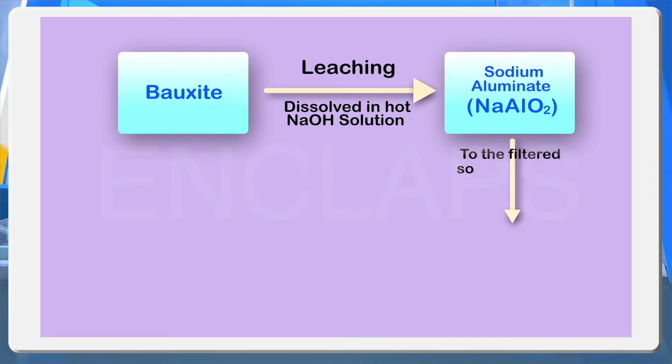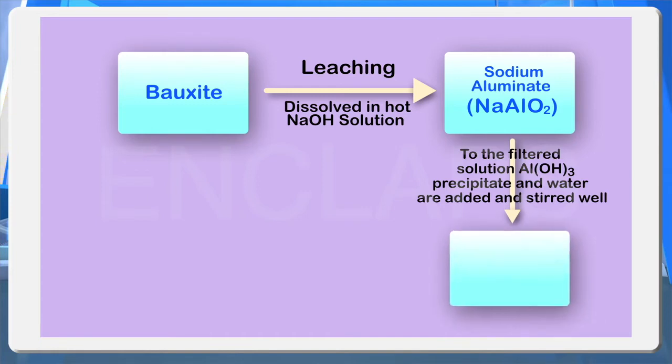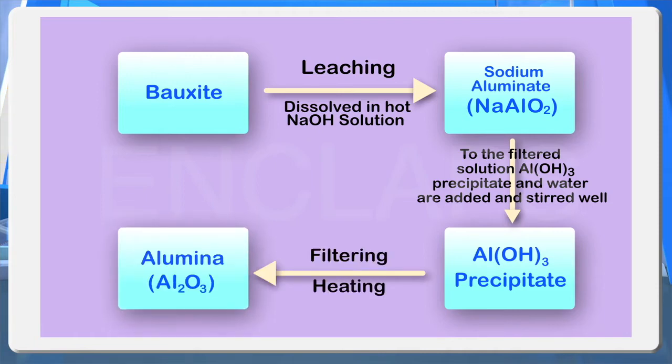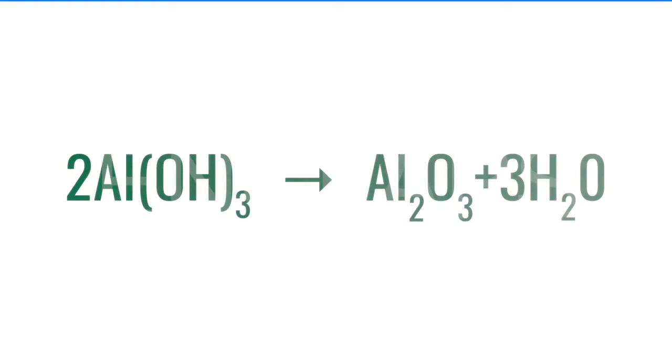A small quantity of freshly prepared aluminium hydroxide precipitate is added and diluted with water to get more amount of Al(OH)3 precipitate. The precipitate is separated, washed and then heated strongly to get alumina. Here the chemical equation for the reaction taking place when aluminium hydroxide is heated is 2Al(OH)3 gives Al2O3 plus 3H2O. So the first stage of the aluminium extraction, that is the concentration of bauxite, is completed.